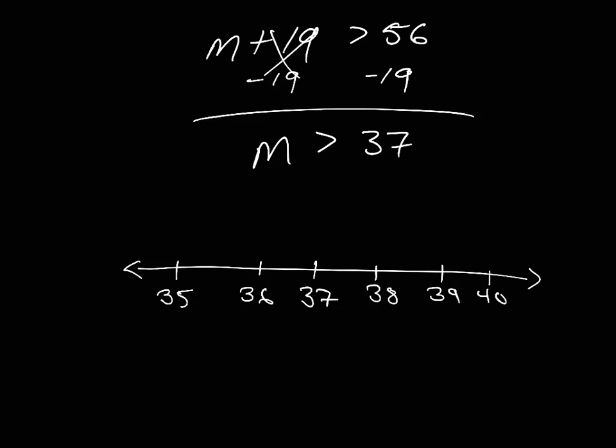I'm going to put my circle on 37. Now, should I fill this one in or should I leave it open? I'm going to leave this one open. And now I need to decide, am I going to go to the left or to the right? Hopefully you decided that we're going to go to the right, because you can see here that m is bigger than 37, and all these numbers over here are bigger than 37.